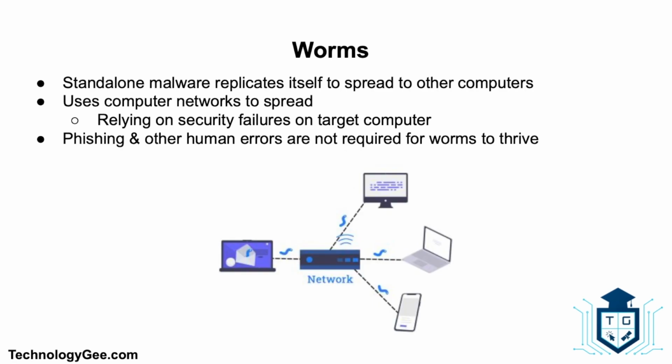Next, we have a worm. A computer worm is a standalone malware computer program that replicates itself in order to spread to other computers. It often uses a computer network to spread itself, relying on security failures on the target computer to access it. It will use this machine as a host to scan and infect other computers. When these new worm-invaded computers are controlled, the worm will continue to scan and infect other computers, using these computers as hosts, and this behavior will continue. Phishing and other human errors are not required for worms to thrive.